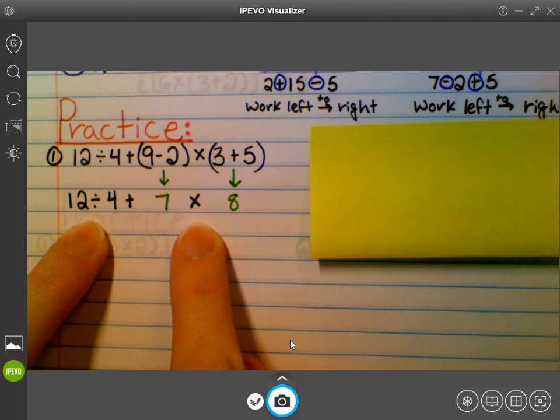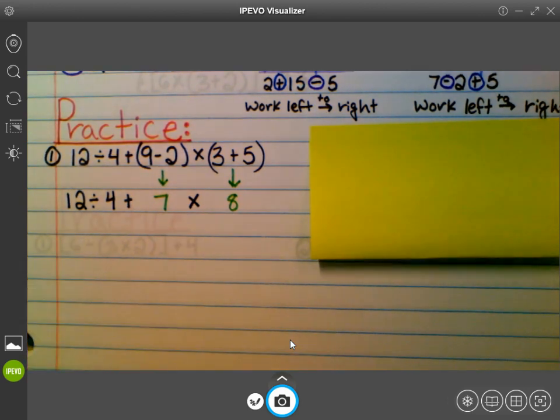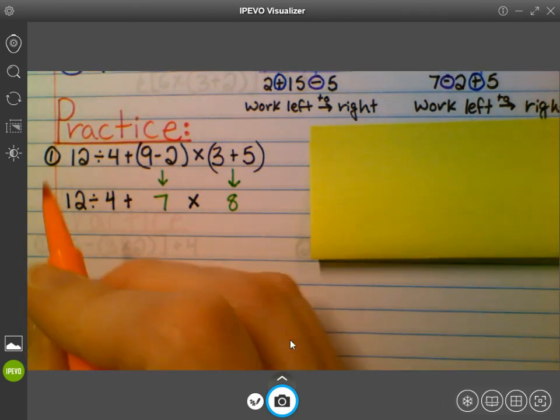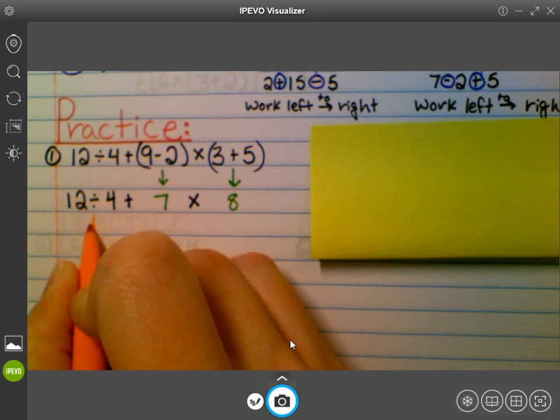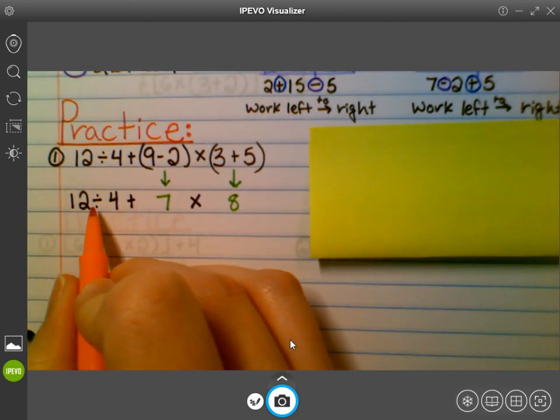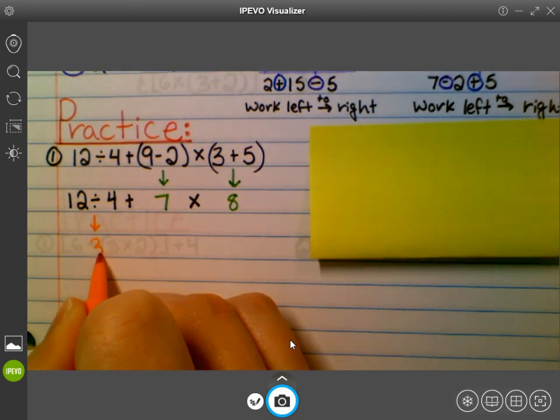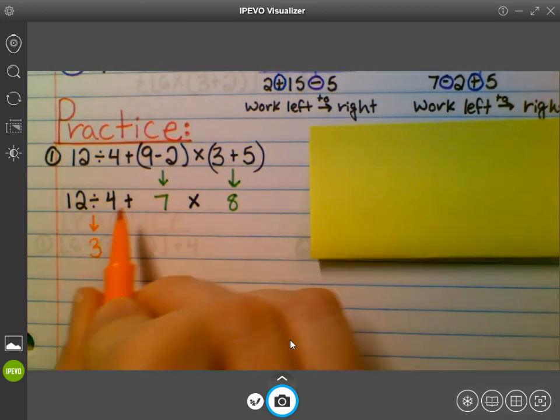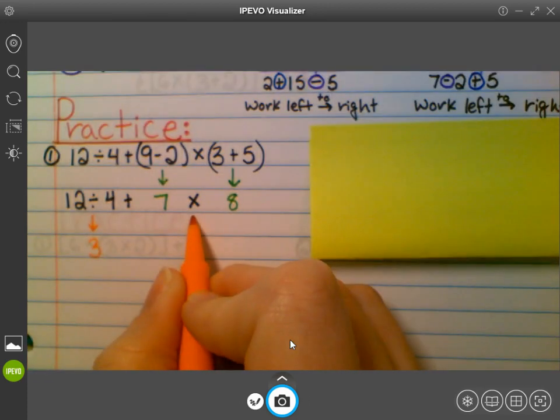Always work left to right. So, what do I solve first? Put your hands up if that means I solved the multiplication symbol first. Okay, put your hands up if that means I solved the division. Yes, the division problem first. So, what is 12 divided by 4? It is 3. Bring down my 3. Then I can come over to the right and I can solve the multiplication.